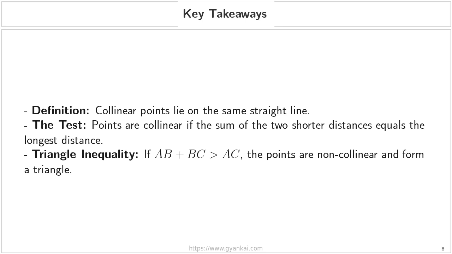On the flip side, we must remember the concept of the triangle inequality. If the sum of the two shorter segments, such as AB plus BC, is strictly greater than the third segment, AC, then the points are non-collinear. In this case, the points are spread out enough to form the vertices of a triangle.